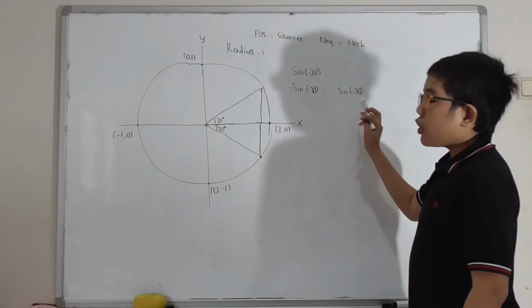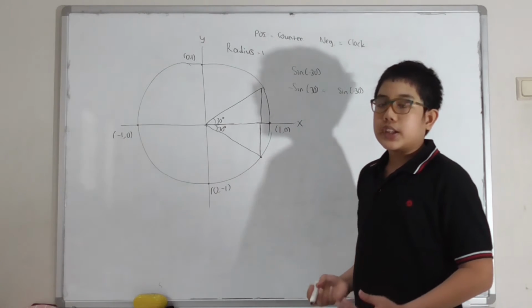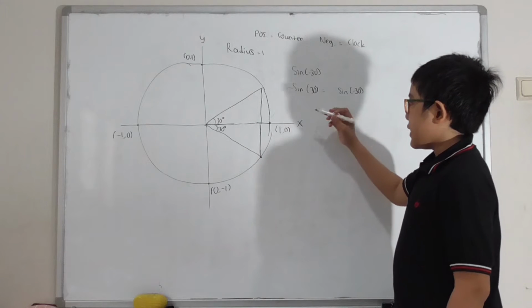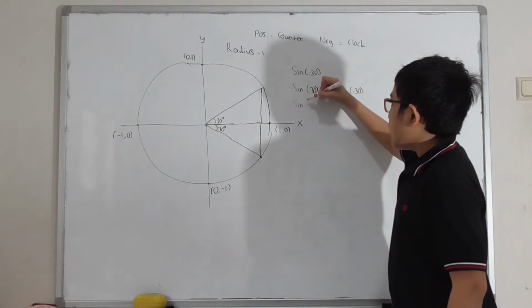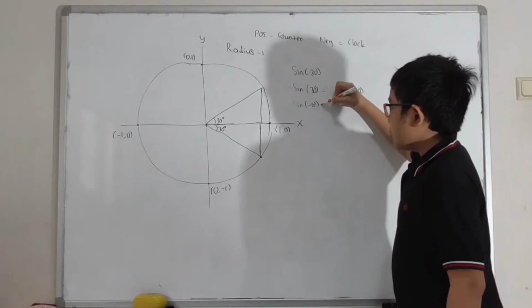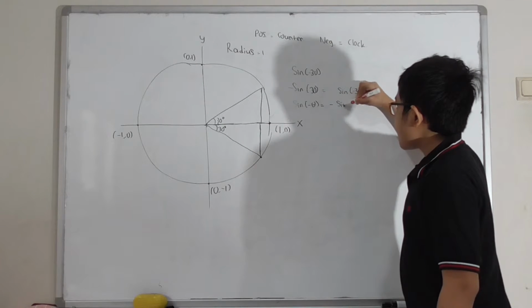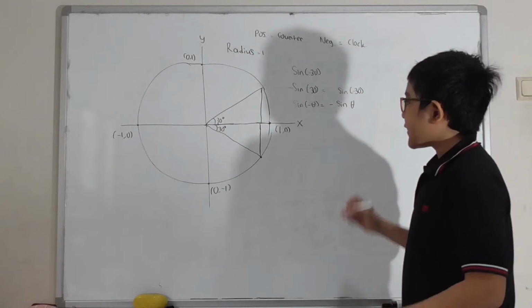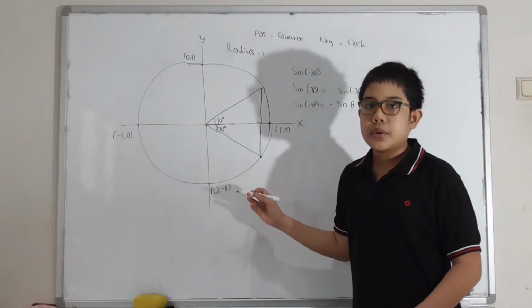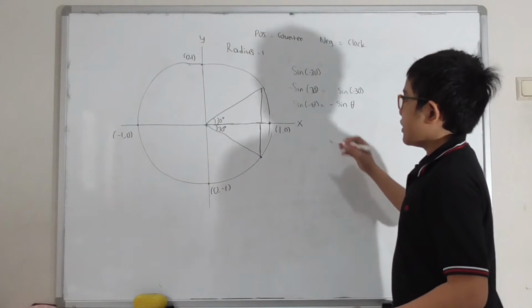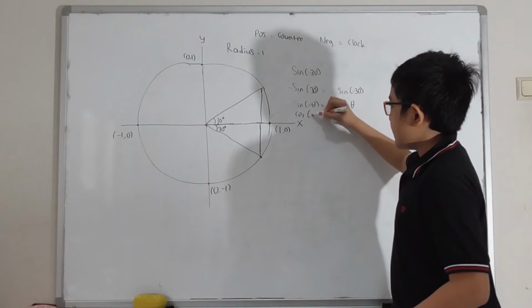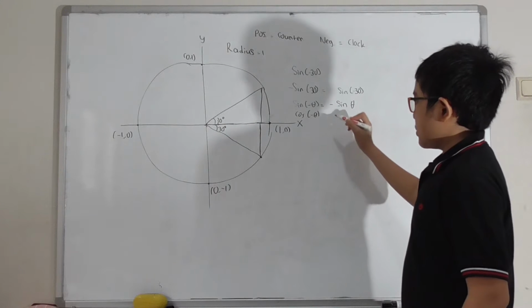And this one would always be true, no matter what angle you use. So we can say that sine of negative theta would be equal to negative sine of theta. And we can find this using our unit circle. But what about our cosine of negative theta? What would this be equal to?